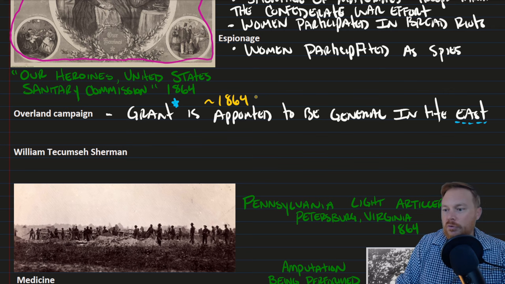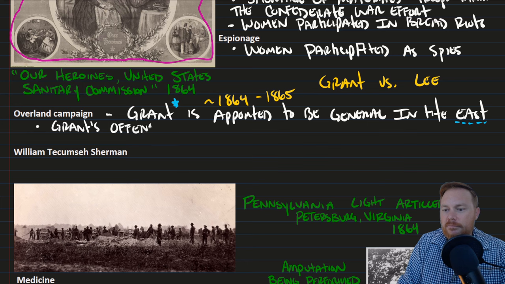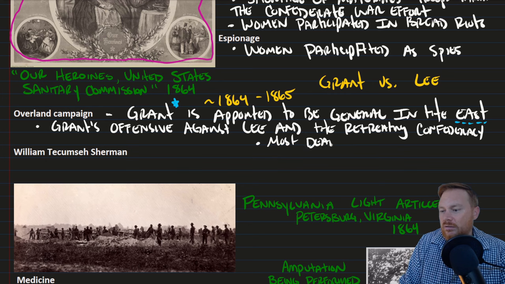And from 1864 to 1865, it's a question of General Grant for the Union versus General Lee of the Confederacy. This overland campaign, as it's called, is Grant's, we'll say, offensive against Lee and the retreating Confederacy. And it's in fact some of the most deadly fighting.